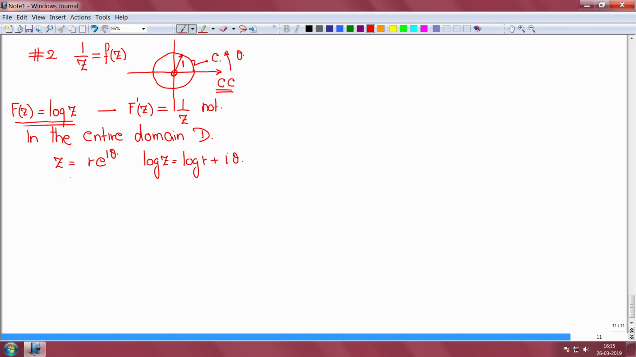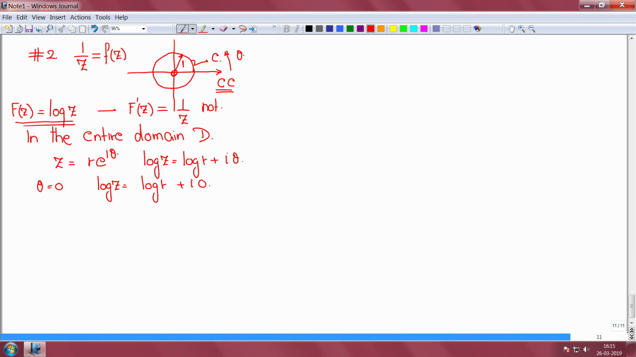So now if I start at theta equal to 0, when theta is equal to 0, then my log of z is equal to log of r plus i0.